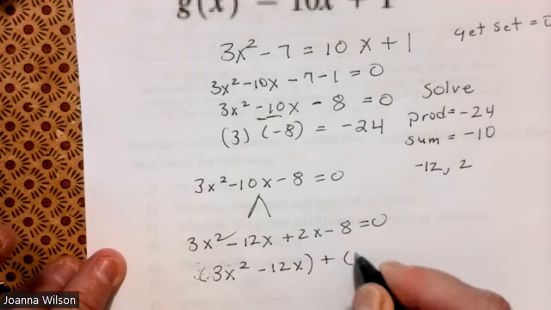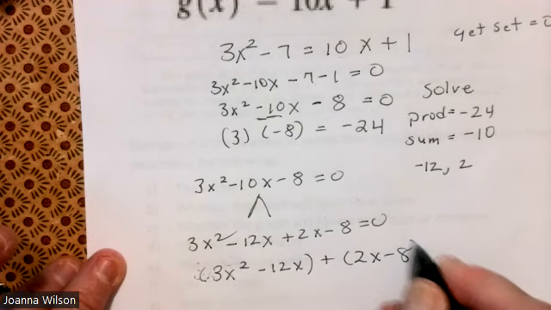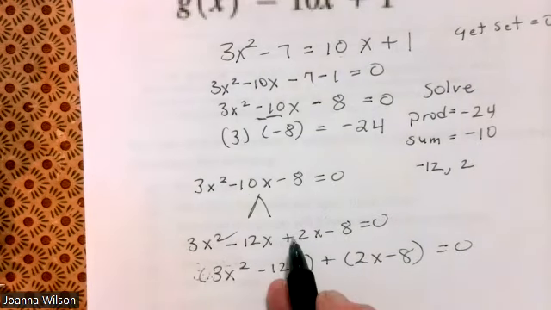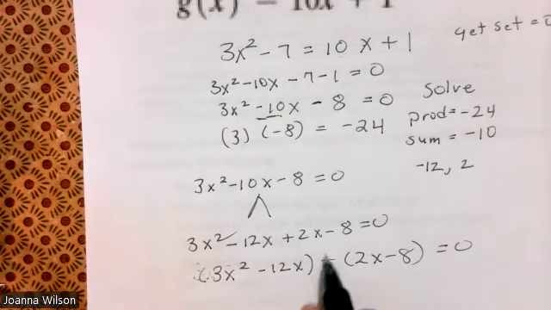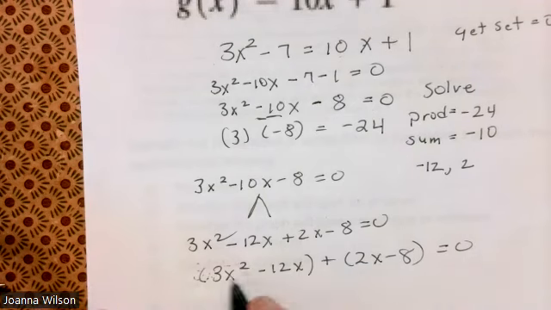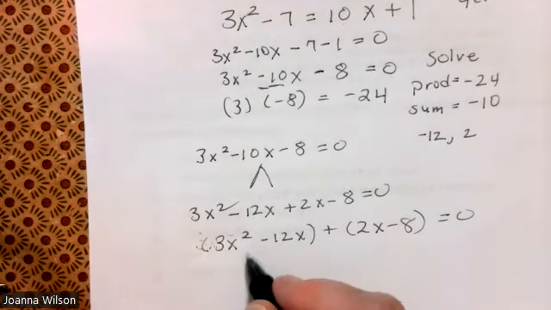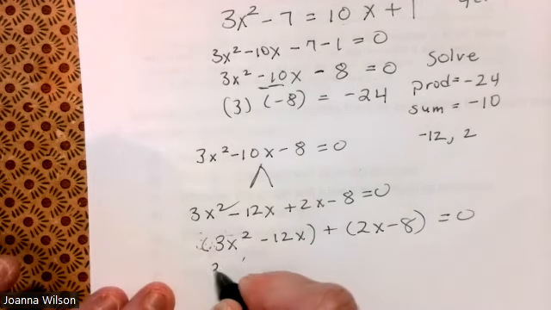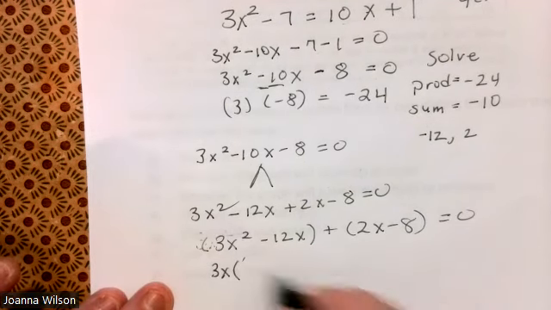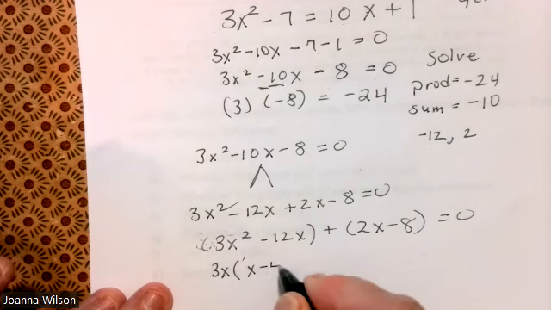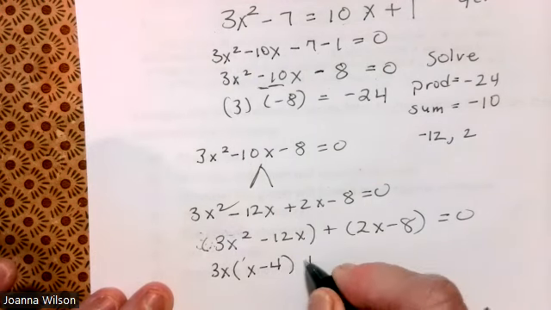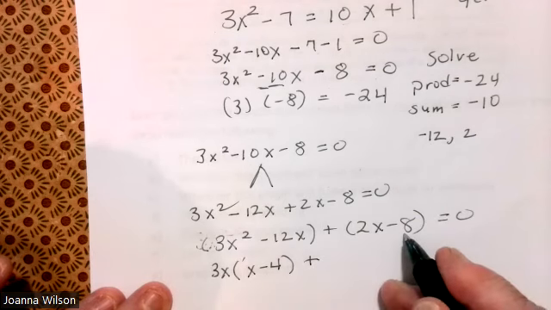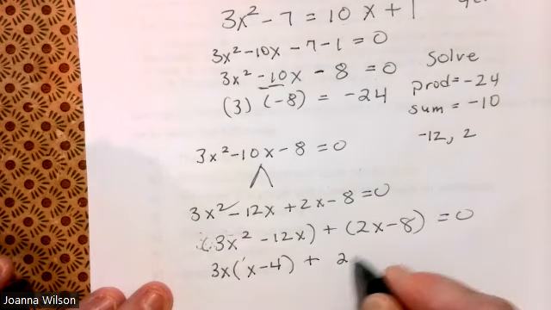And then I'm going to group these two terms together. And remember, there's a plus or minus or whatever in the middle. In this case, it's a plus, but that needs to be there. And then I factor out the greatest common factor here, and it happens to be 3x. And put that plus sign there, factor out the greatest common factor here, and it happens to be a 2.